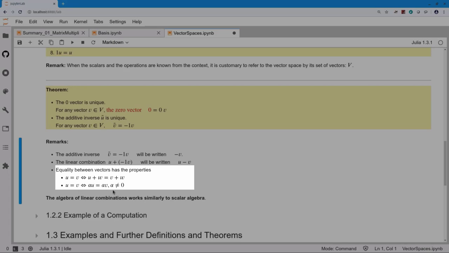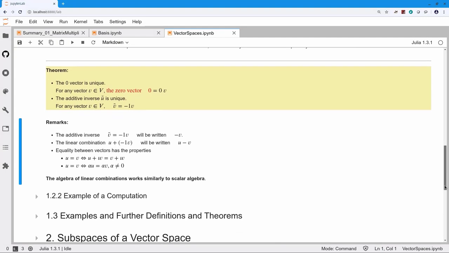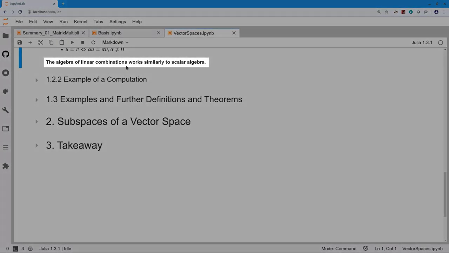And the only way I can do that is if I make alpha different from 0. If I think about multiplying the scalar zero into u equals v, I'll get the zero vector equal to the zero vector, which doesn't give me any information. So there's no problem in this restriction. The end result is that the algebra of linear combinations for arbitrary vectors works exactly the same as scalar algebra.